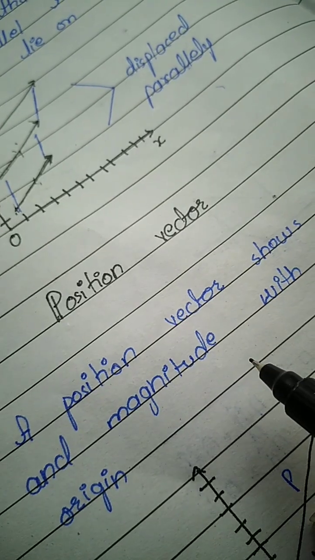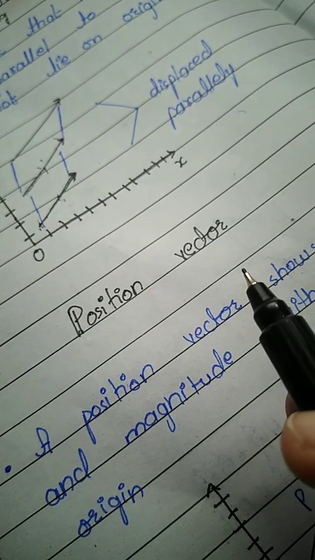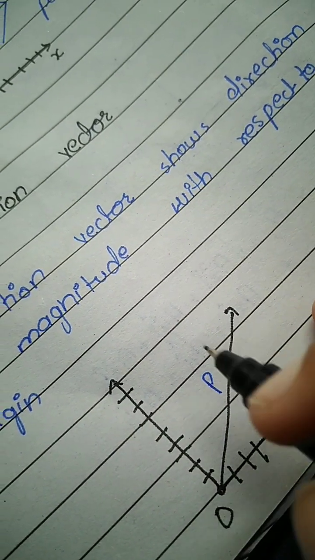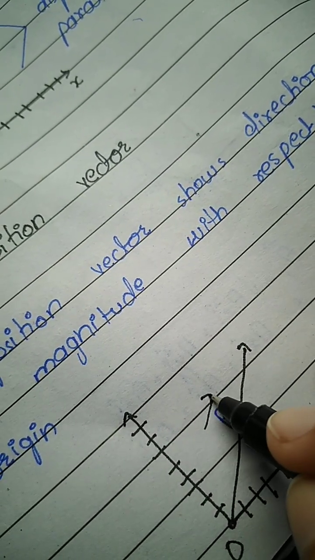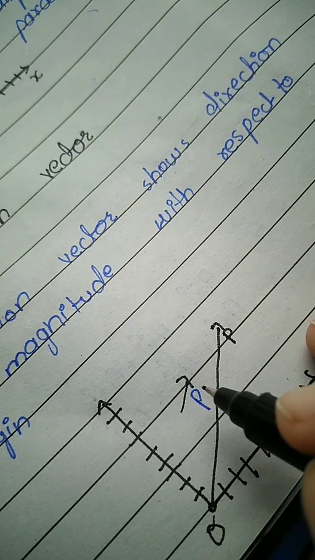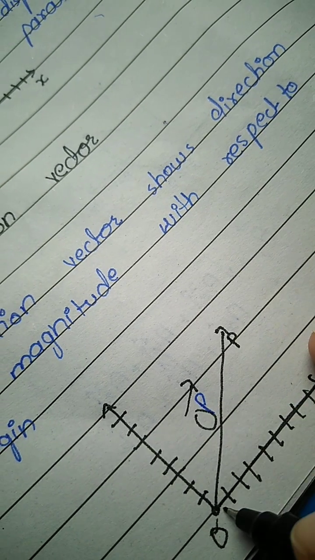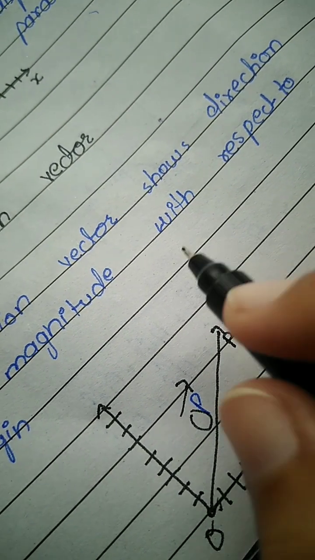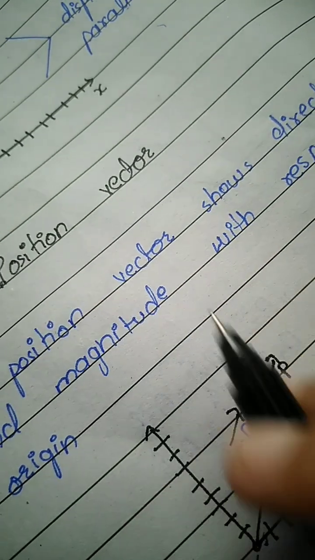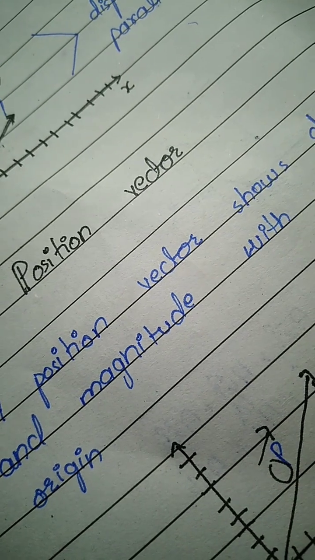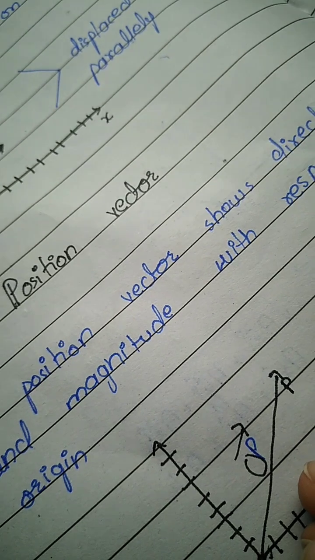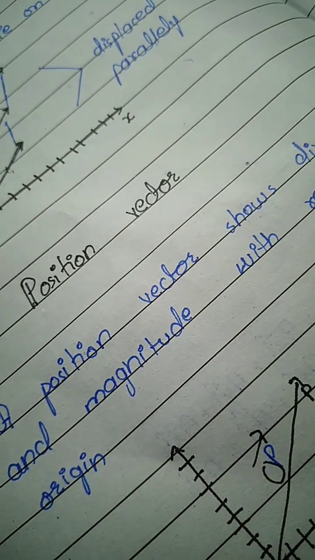The position vector is just the opposite of the free vector. It has an origin, it starts from the origin, but it also shows the direction of the object. Just suppose this is O, this is P. It will show the direction from O to P. That is called the position vector. It shows the position. The word position means the point or the place of that object. So that's all about today's lecture.